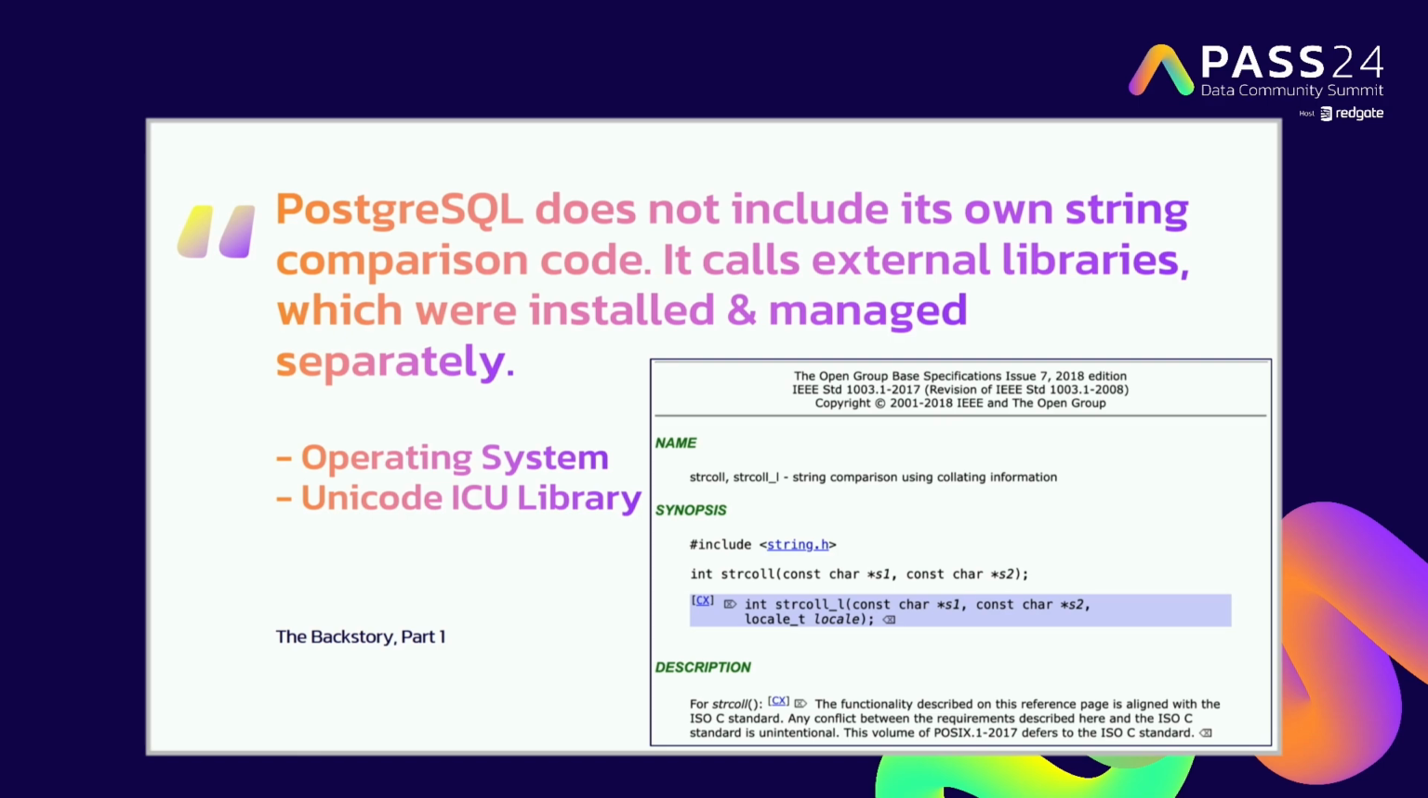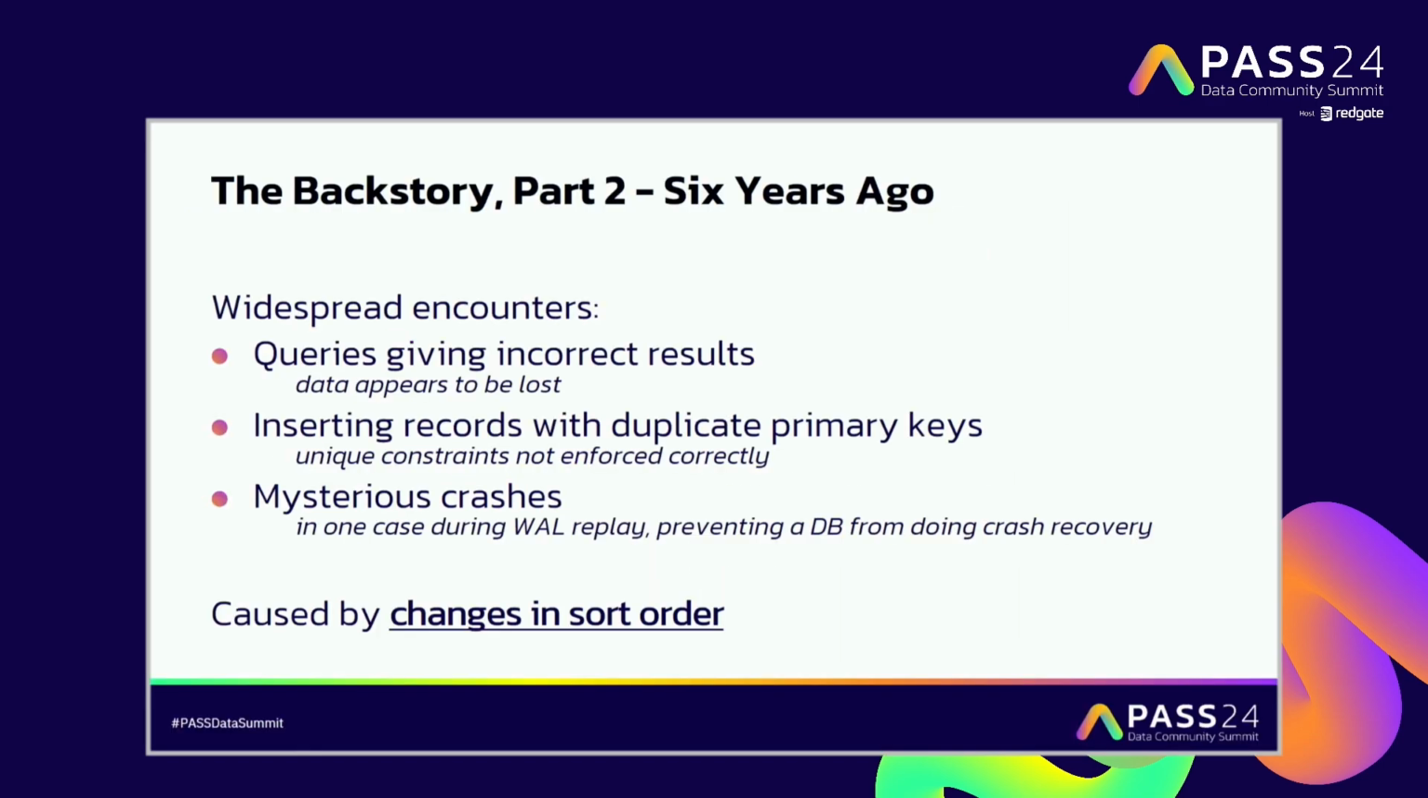The second piece of the backstory is that about 6 years ago, people working around Postgres started noticing, with a much higher frequency than had ever been seen before, all of these reports coming in about things that you don't want to see when you're in the database world. Things like queries that give incorrect results, or duplicate primary keys, or mysterious crashes. And at the end of the day, what all of this came down to was changes in the sort order. So why would a change in sort order cause all of these things?